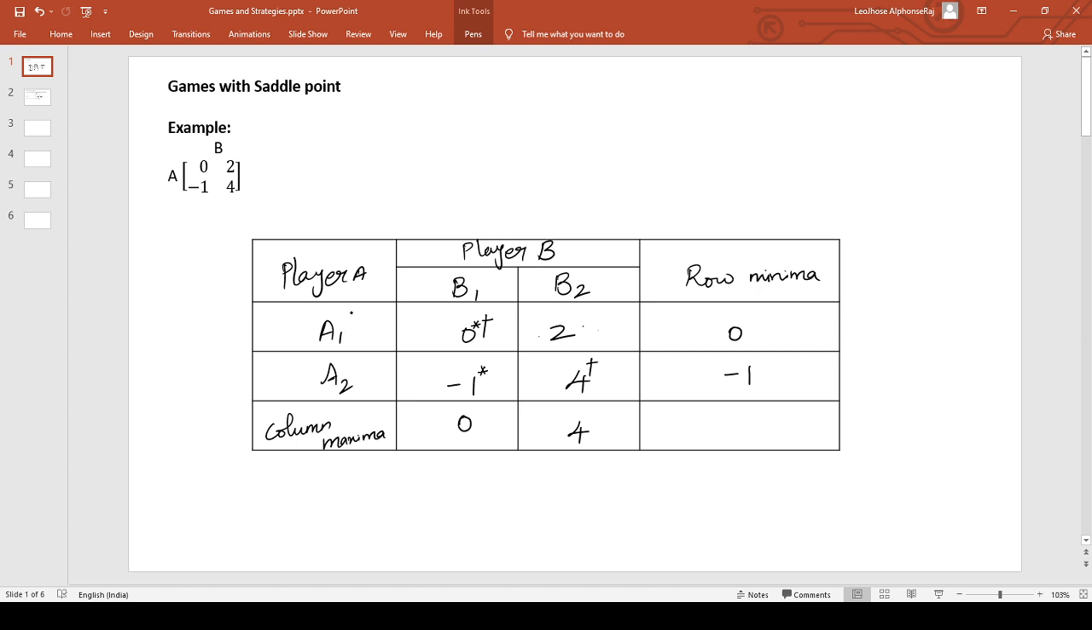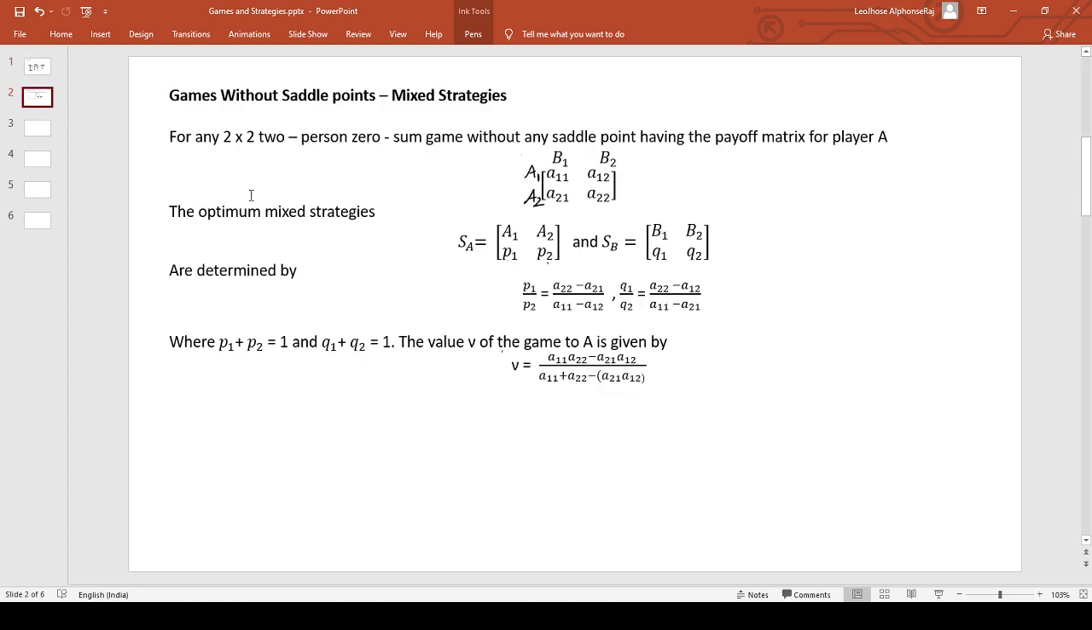The strategies which player A and B are going to use, for maximizing the gain of player A and minimizing the loss for player B, are A1 and B1. So this is how we have to identify the saddle point. Here you have one theorem in games without saddle point, where they are going to use mixed strategies.